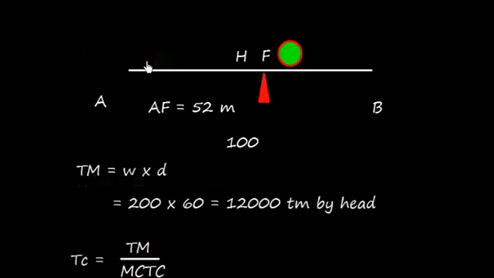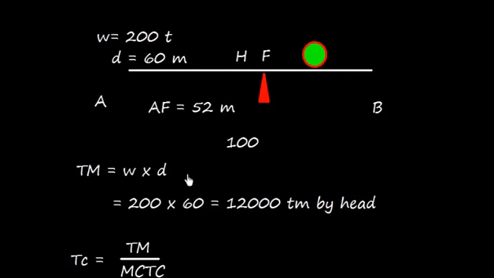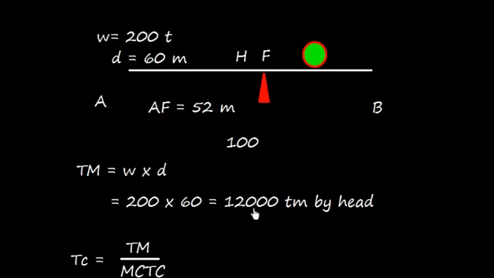Okay. Now I shift this W weight from aft to forward. After shifting this weight from aft to forward, there will be a trimming moment, and this trimming moment is W into D. So here let us assume this weight W is 200 ton, and it is shifted a distance of 60 meter. So we'll have the trimming moment 200 into 60 is equal to 12,000 ton meter by head.